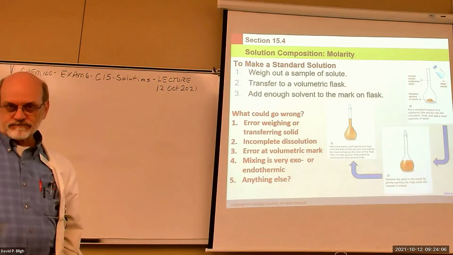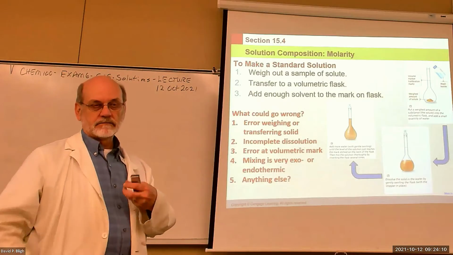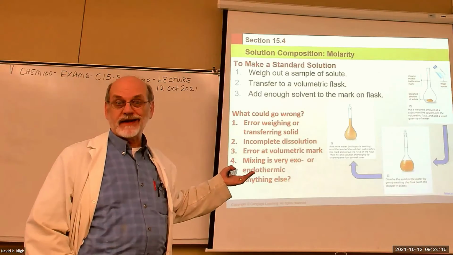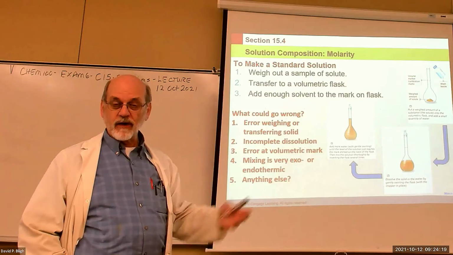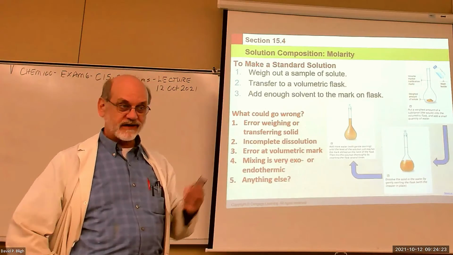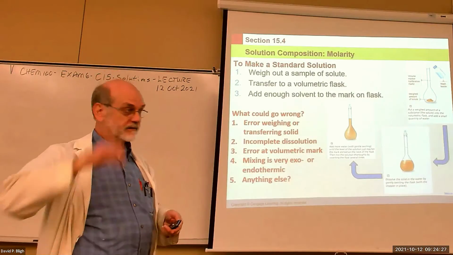There may be other forms of error. Your sodium chloride, in this case your solute, could be contaminated. You think you're weighing out 5 grams, but you're really only weighing out 4.8 grams because it's contaminated. It's got something else in there. That's a possibility.